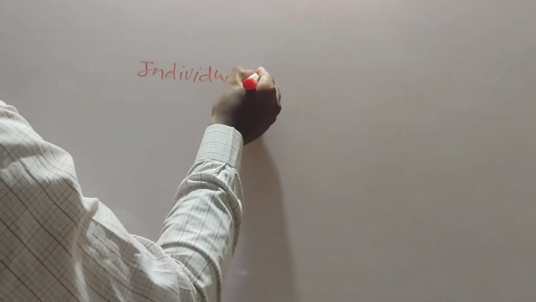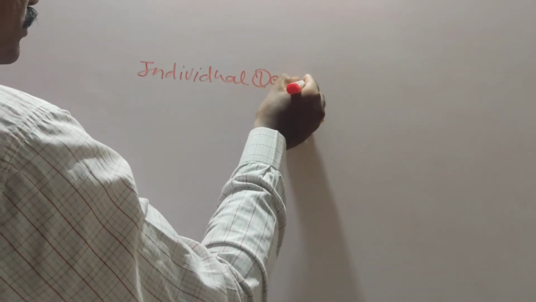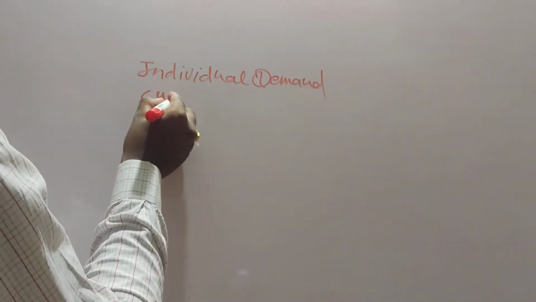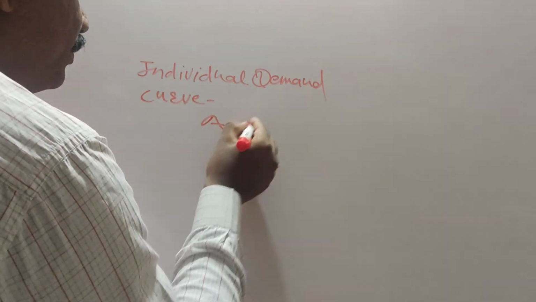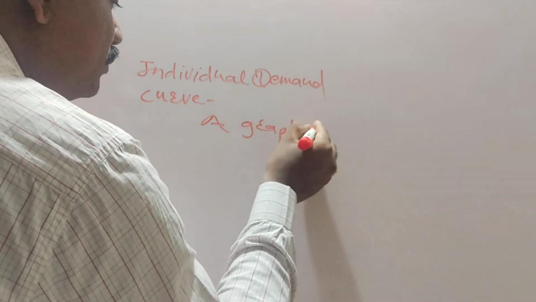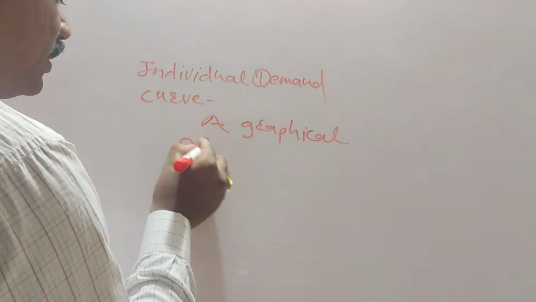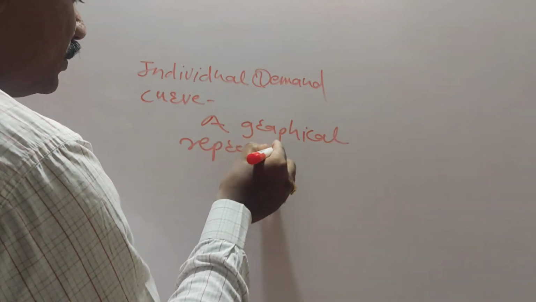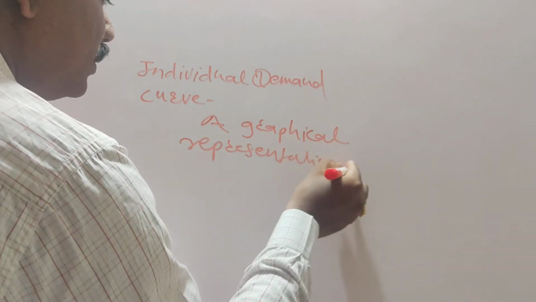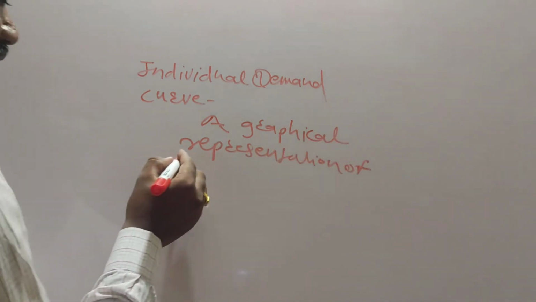Okay, next concept, individual demand curve. So the meaning of the term individual demand curve: individual demand curve is a graphical representation of the individual demand schedule.